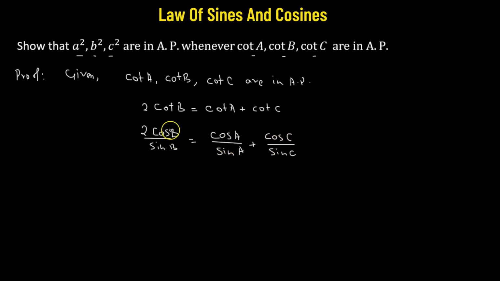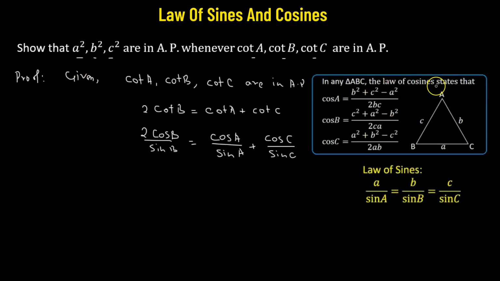Now what we can do here is use the law of cosines to rewrite cosine a, cosine b, and cosine c in terms of the sides a, b, and c in lowercase. Similarly, we can use the law of sines to convert sine a, sine b, sine c to their respective sides. So let's specify the law of sines and the law of cosines. Now we have a triangle ABC, where the sides opposite angle A, angle B, and angle C will be represented by the letters a, b, and c in lowercase.